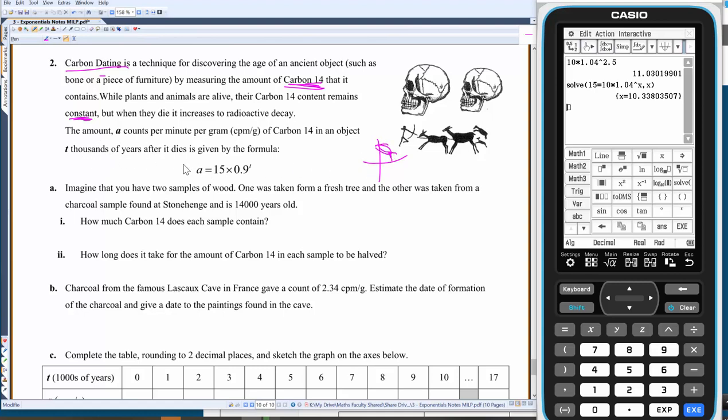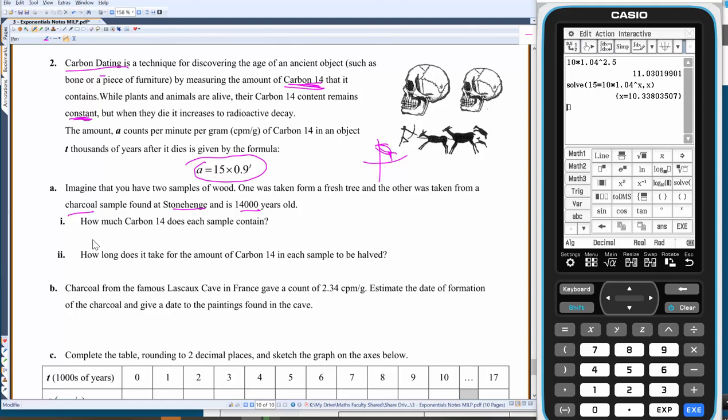So the formula for it is this, where A counts per minute per gram of carbon-14. Imagine you have two samples of wood. One was taken from a fresh tree and the other was taken from a charcoal sample found at Stonehenge and is 14,000 years old. How much carbon-14 does each sample contain?